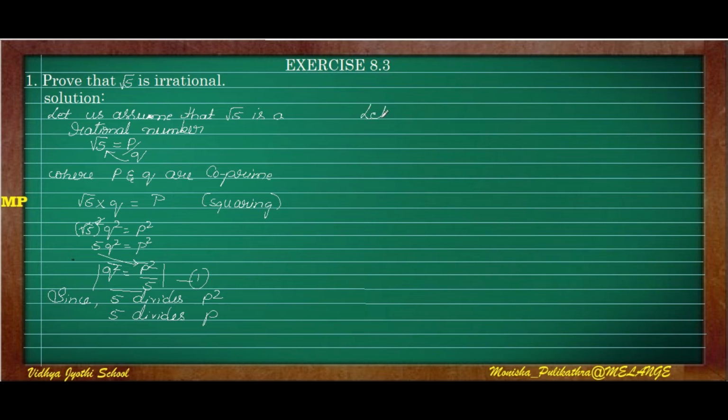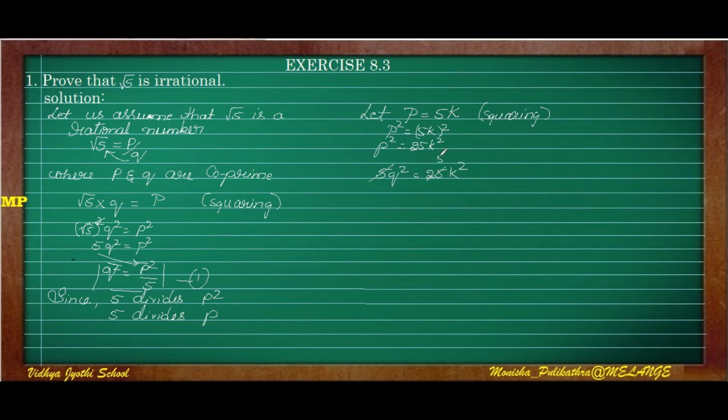So next, let p is equal to 5k, where k is any integer. Next, we have to do the same procedure, that is squaring on both sides. So p square is equal to 5k whole square, so p square is equal to 25k square. So here we know that p square is also equal to 5q square. So instead of p square, we can write 5q square is equal to 25k square.